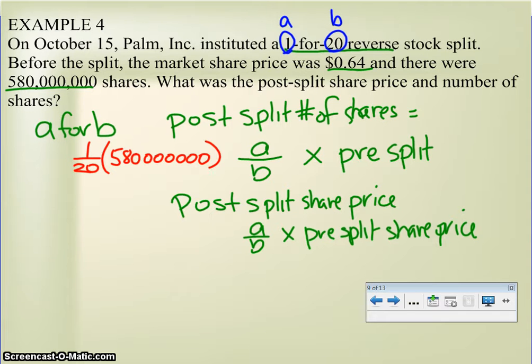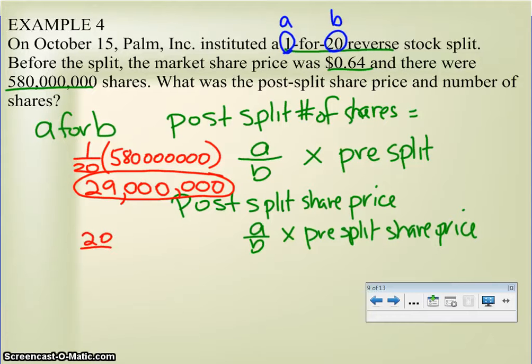And we find out that after the reverse stock split, there are now 29 million shares. So we've cut that way down. Now for the post-split price, it's going to be 20 over 1, because it's B over A, times the pre-split reverse price. So now what was worth 64 cents, one stock is worth $12.80.